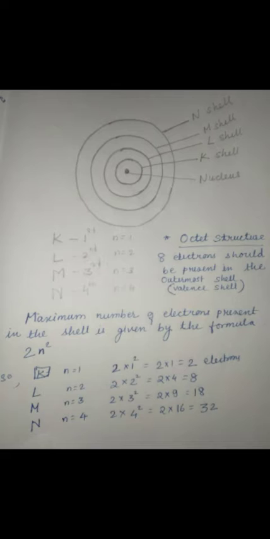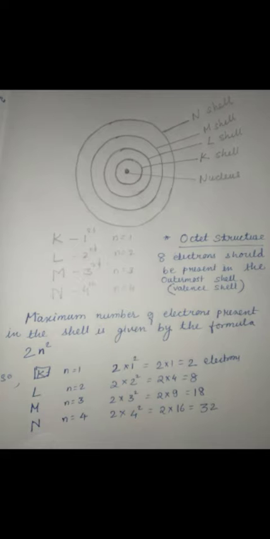Now, how many electrons can be present in which shell? If there are 10 electrons, can we put them directly in the N shell? No, you cannot put them directly anywhere as you wish. I told you, these electrons are present in discrete orbits only. So first they will go in the first shell, whatever the electrons. The maximum capacity of the first shell, that is the K shell, is 2 electrons.